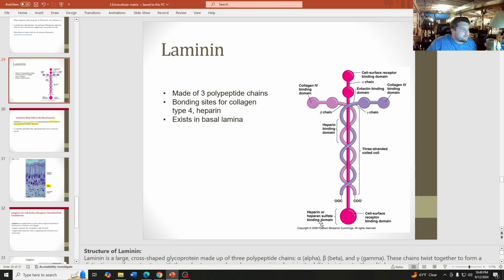So there's 3 polypeptide chains, 1, 2, 3. It has a binding site for the collagen, specifically type 4 collagen and heparin. So you can see the heparin binding domain right there. Heparin or heparan sulfate binding domain, collagen 4 binding domain, all these different places to bind and grab onto all of this other stuff. And then again, this one exists in the basal lamina.